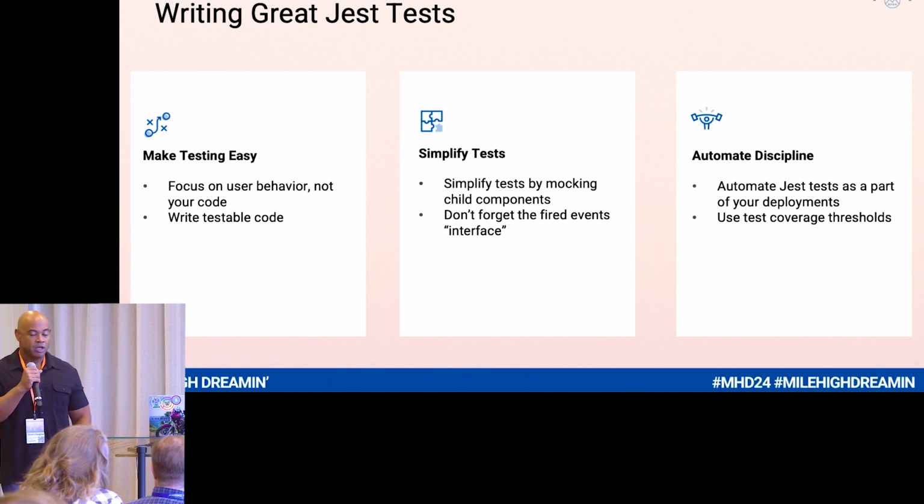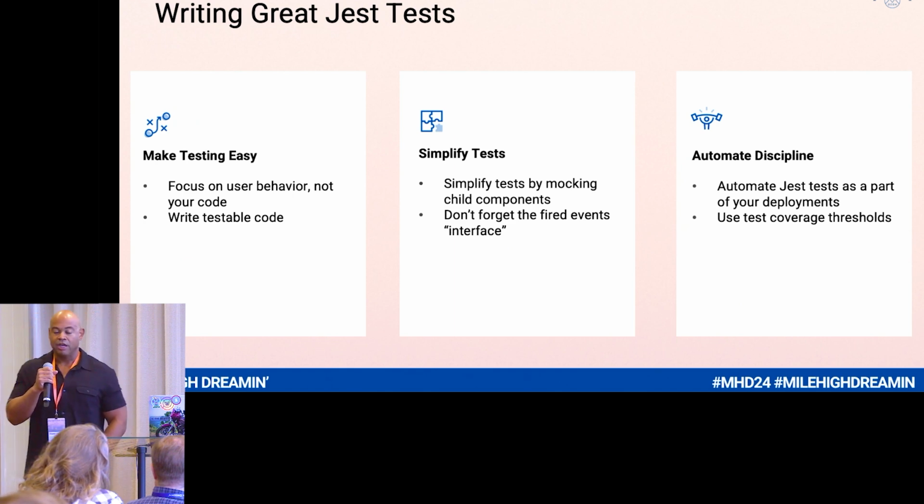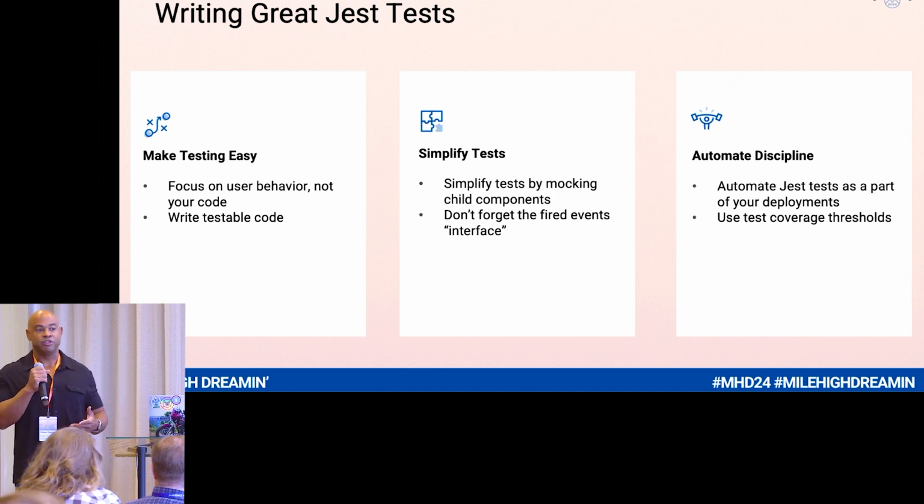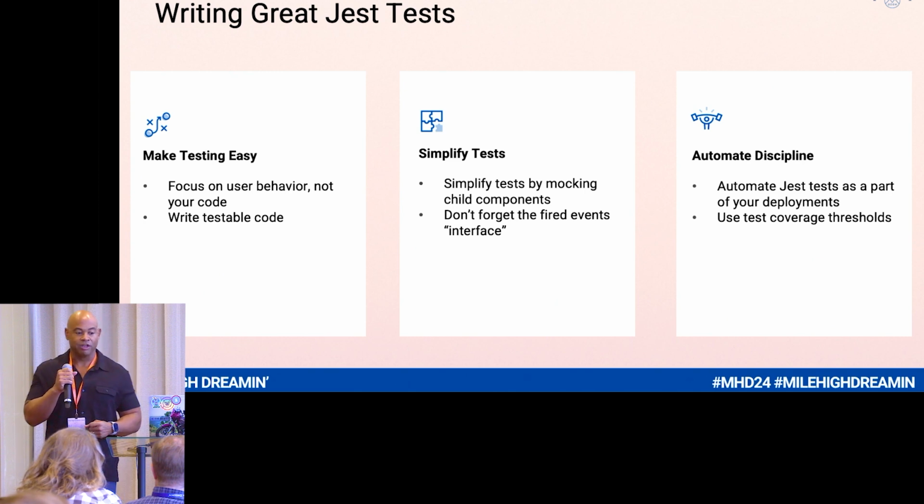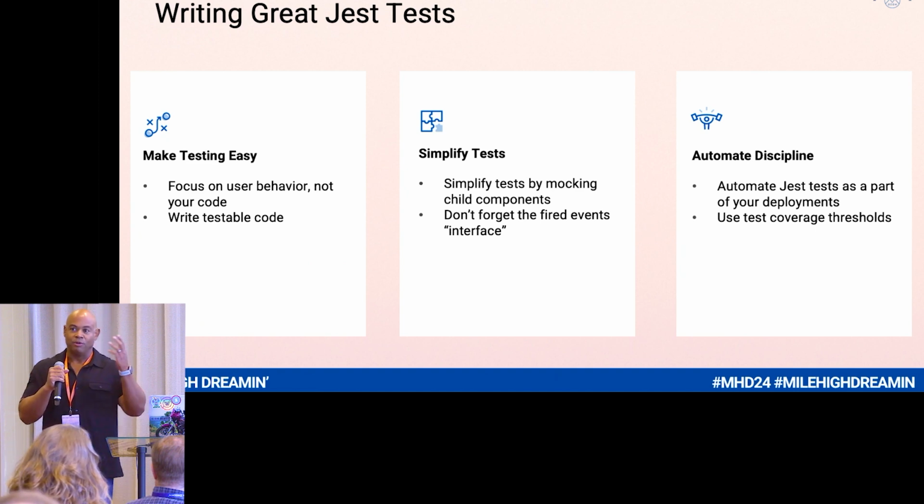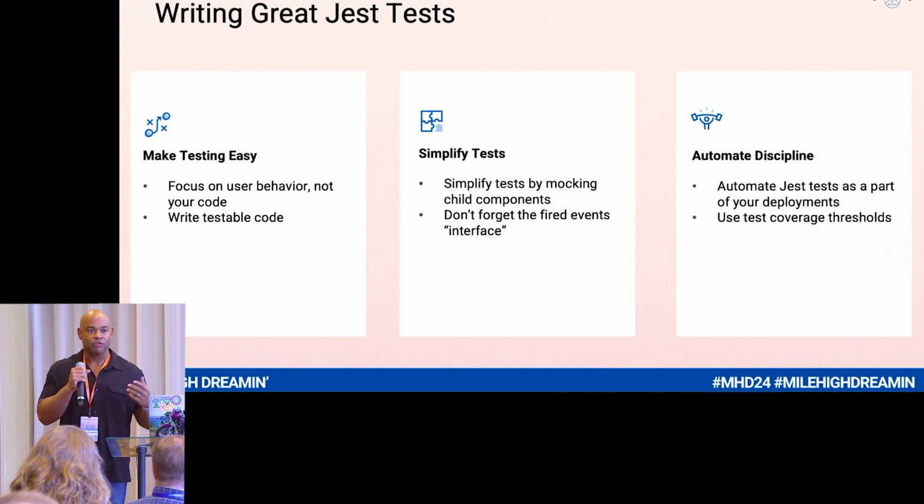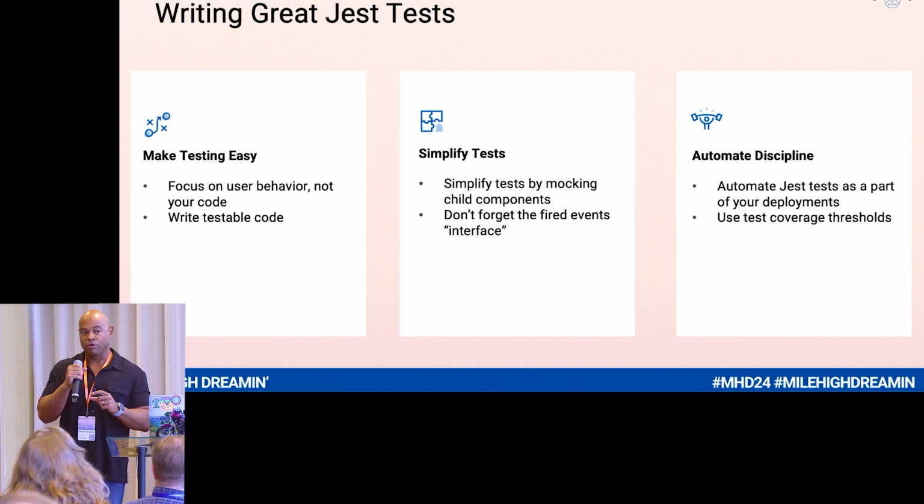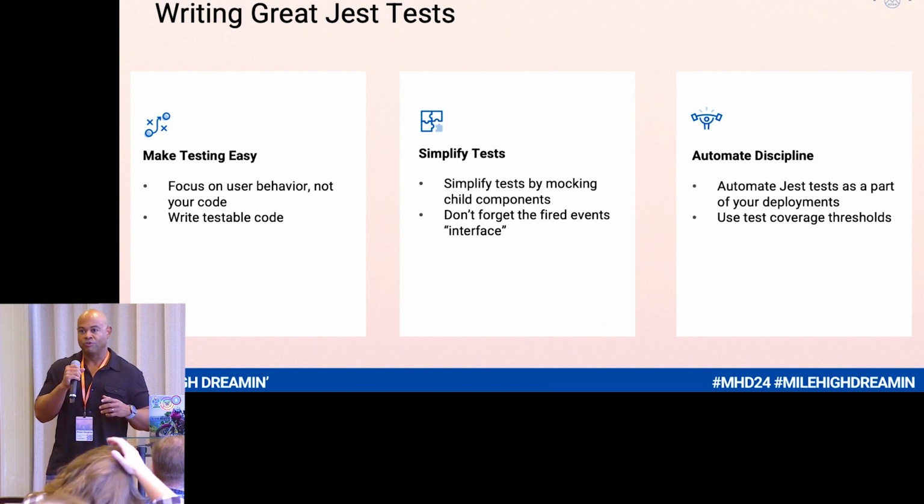Automate discipline. You can automate Jest tests as a part of your deployments. It's not required by Salesforce, of course, but you can implement this into your CI/CD process. You can utilize test coverage thresholds. When starting out, of course, you don't have to go up to 90%. If you want to get comfortable, you can set your threshold in your CI/CD process. That way you're not overwhelming yourself or your team. And then as you get more comfortable, you can raise those thresholds.